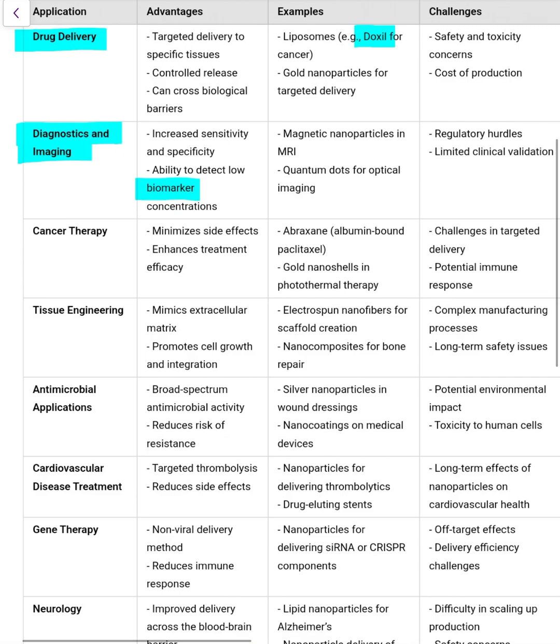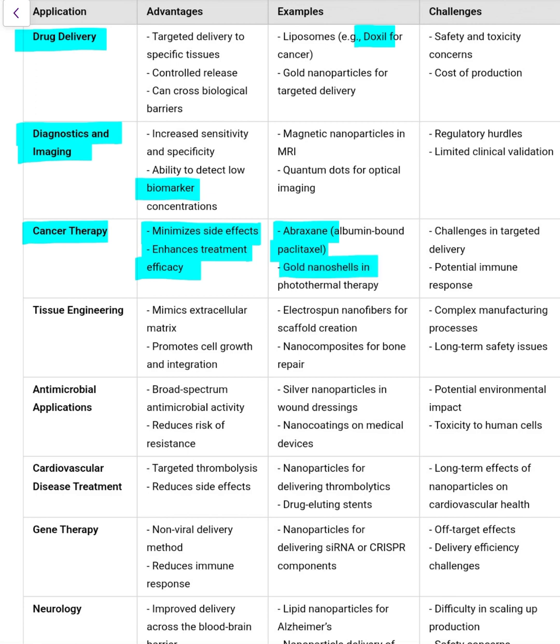Next is cancer therapy. As I just discussed, it will minimize the side effects related to chemotherapy, and it enhances the treatment efficacy because it's directly delivering the drug to the cancer tissues. Examples are Abraxane, that is albumin-bound paclitaxel, and Doxil, which we just now discussed, and gold nanoshells in photothermal ablation, also called photothermal therapy. The nanoparticles will go and deliver the photothermal effect directly on the cancer cells.